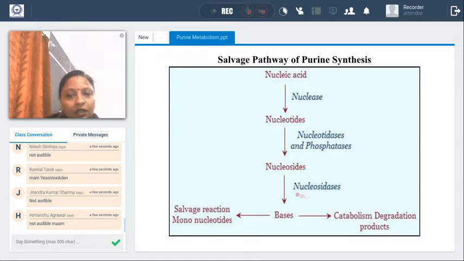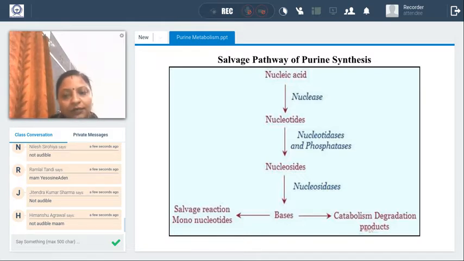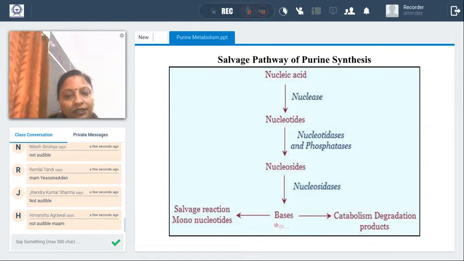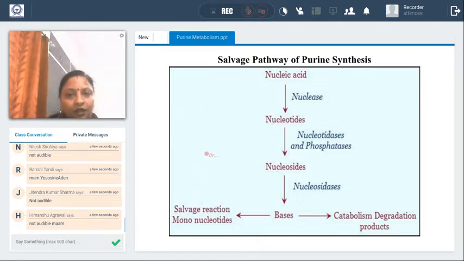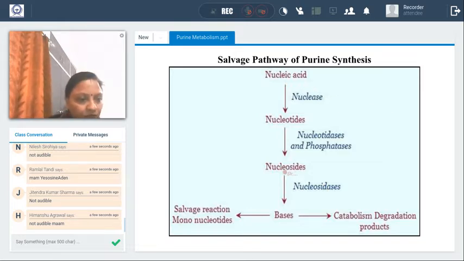Nucleoside is the first step. Then in the presence of nucleosidase enzyme, the hydrolysis of nucleoside, we can get bases. And there are another two steps here. First is catabolism, the degradation product, and the other is mononucleotides. Again, it forms mononucleotides and polynucleotides, and again we can get nucleic acid like DNA and RNA.